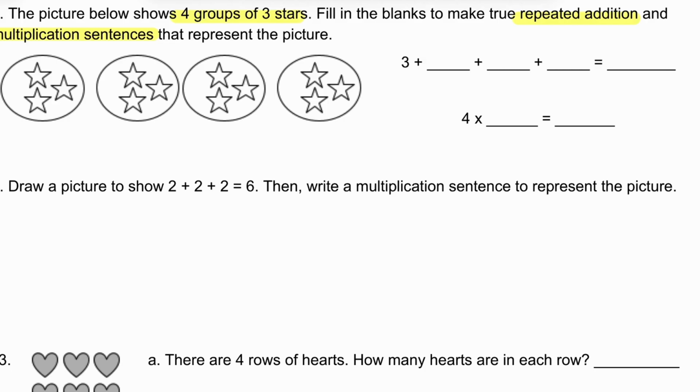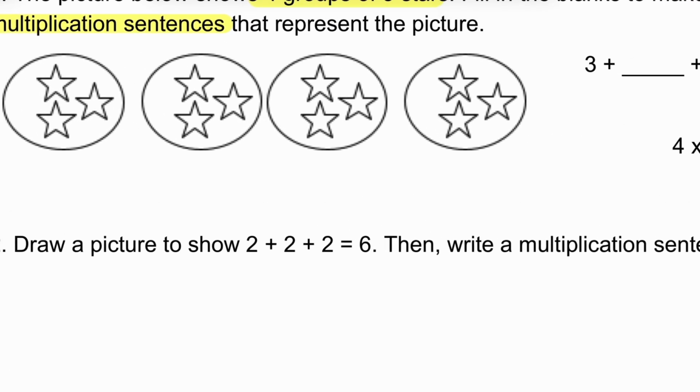Now, if you remember from class, repeated addition is where you're simply repeating the same number however many times it asks you to, and then a multiplication sentence is simply wanting you to write that using multiplication to find a product. Okay, so we see here that we have 4 groups of 3 stars, and I can count that out here.